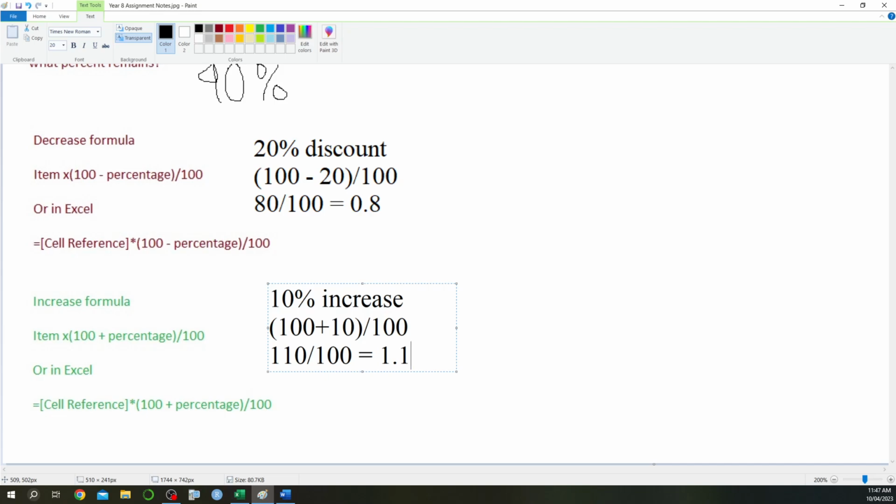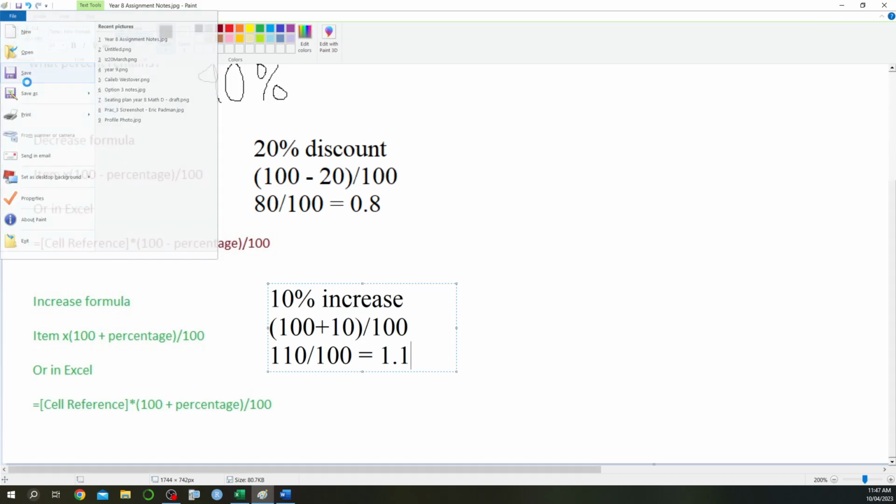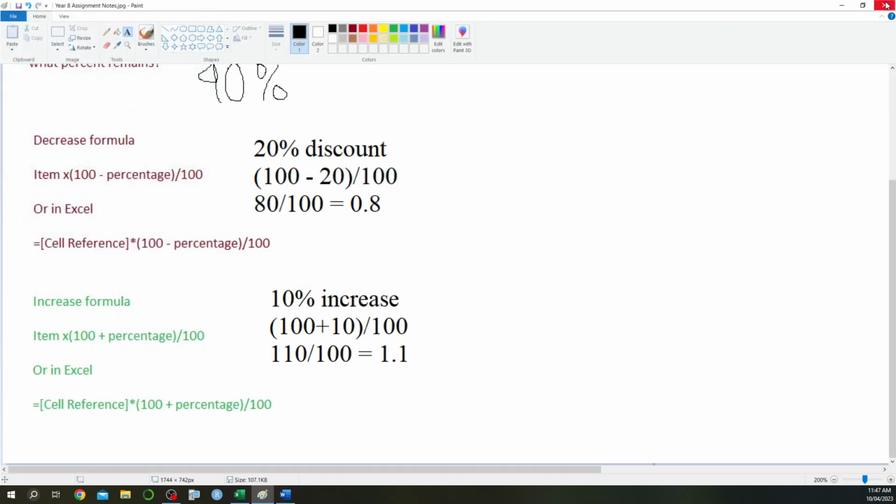So the idea is if you increase something, you still keep everything you had and you have a little bit more. So it's 1.1. Yeah, so that's how these formulas work to get you the multipliers. Okay. Now I'm going to close that and let's save my notes.